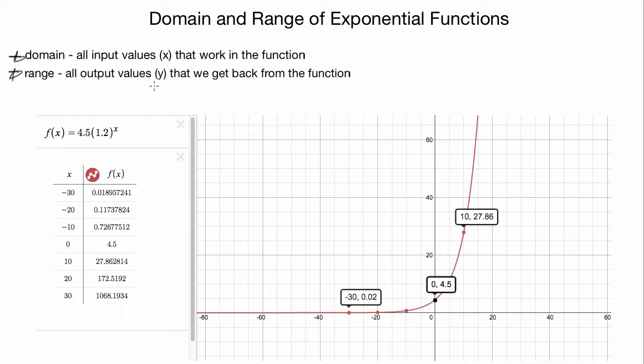All right, so we're working with exponential functions. I'm going to look at this particular function here on the left: f(x) = 4.5 times 1.2 to the x power. We've got the function in equation form, a table of values put together here, and a graph with some of those points plotted, to help us see three different representations of the function and understand domain and range a little better.